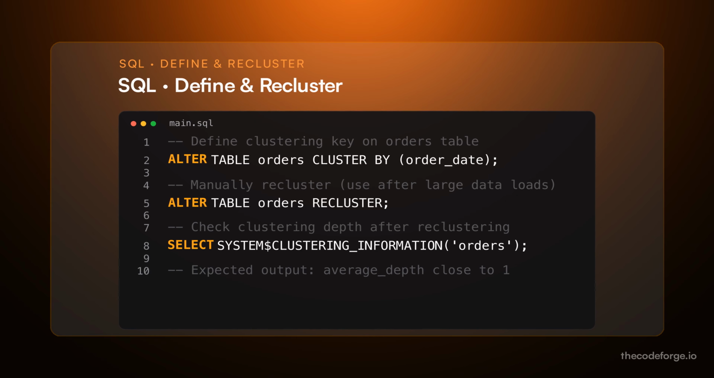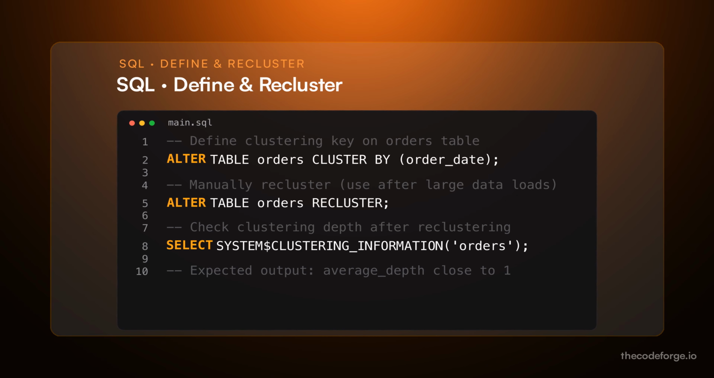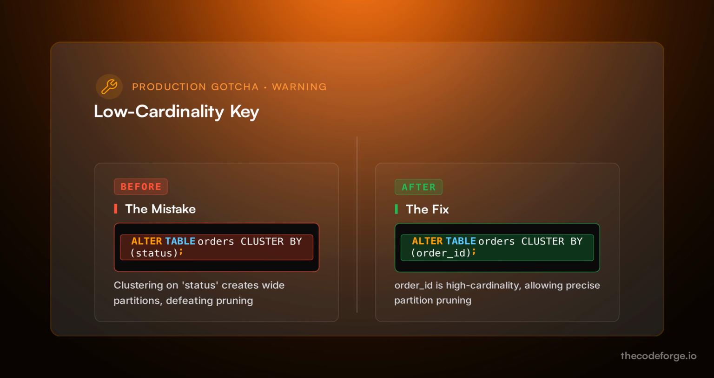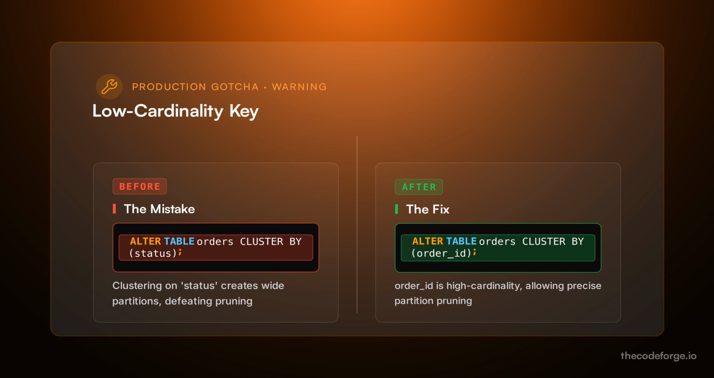After defining the key, you can manually recluster to reorder existing data. Then use SYSTEM$CLUSTERING_INFORMATION to check the clustering depth. It should be close to 1 for optimal pruning. Clustering on a low cardinality column like status creates wide partitions that defeat pruning. Switching to a high cardinality column such as order date enables precise partition pruning, making clustering effective.